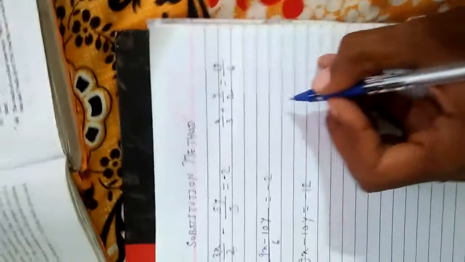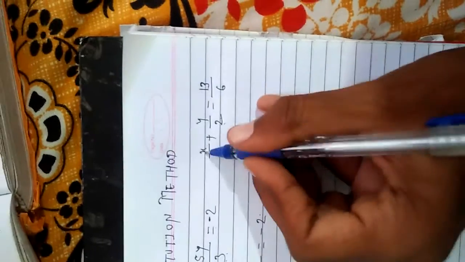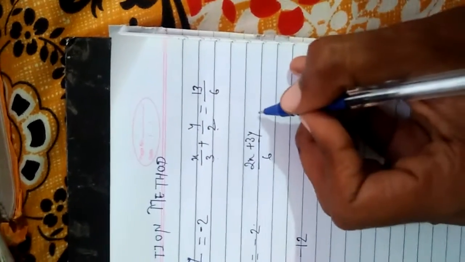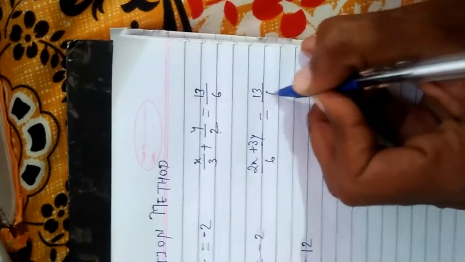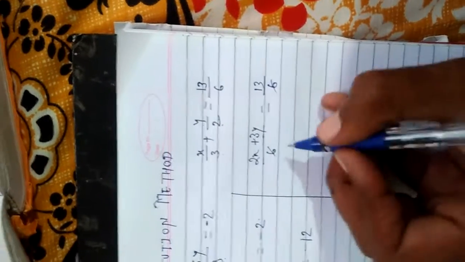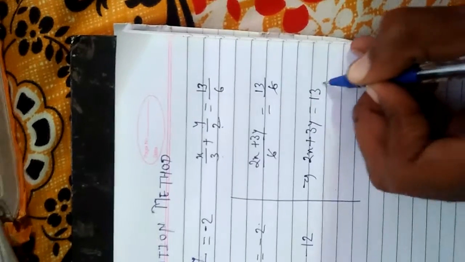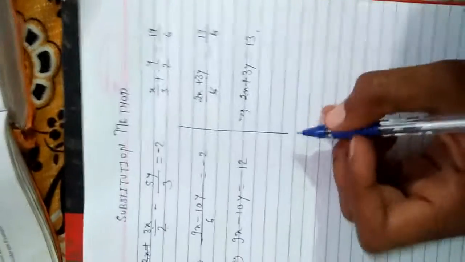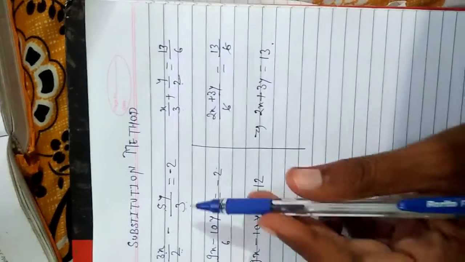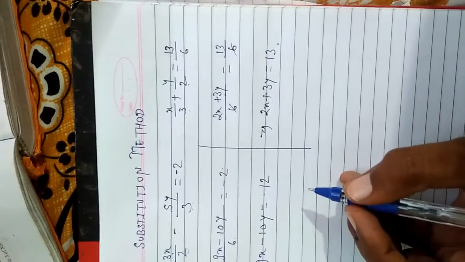Now we have to simplify this equation. Again we take the LCM, so we get LCM 6, and 2x plus 3y. Here 13 by 6, so this 6 cancels. So we will get 2x plus 3y equals 13. Now we have simplified this equation, and now we are going to solve these equations.